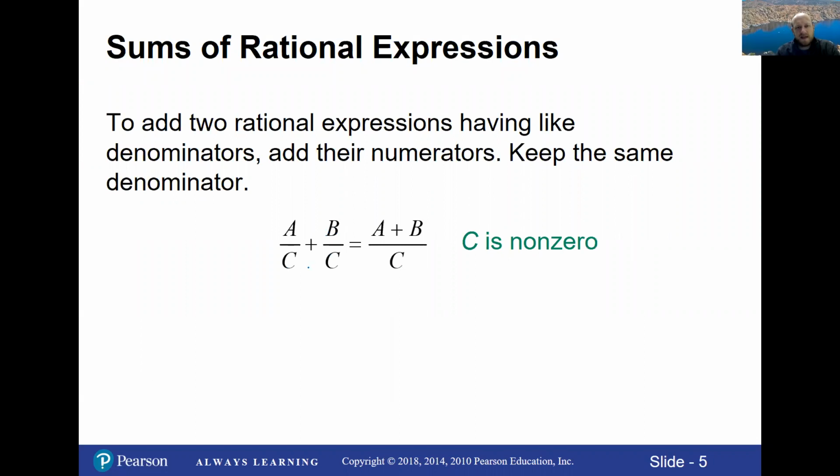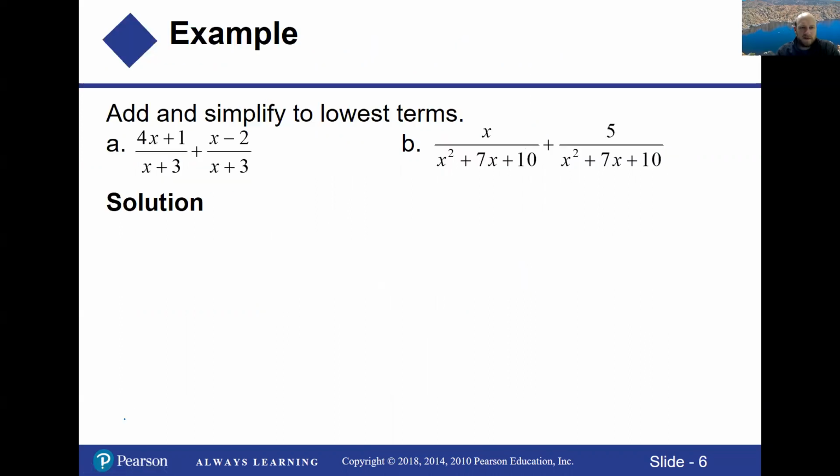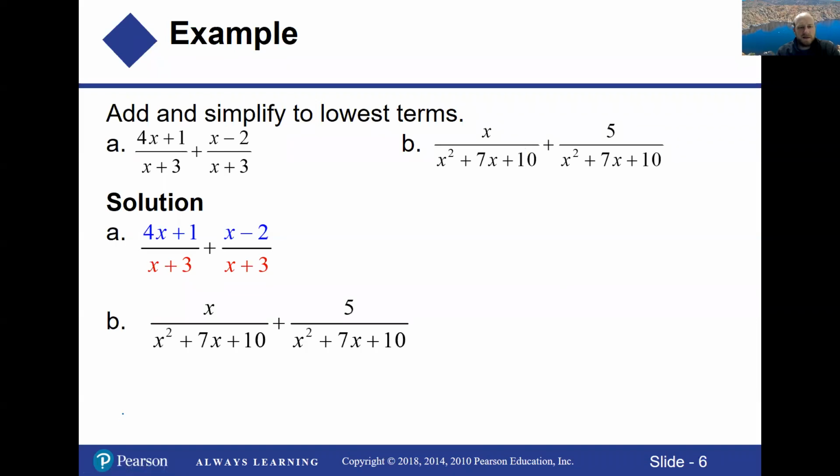If they have like denominators, we add their numerators and we keep the same denominator. Again, the denominator in a rational expression, or just a rational number itself, cannot be 0, right? Then it would be undefined. We've talked many times about that. But let's go through these two examples here. We're going to add and simplify these rational expressions to lowest terms.